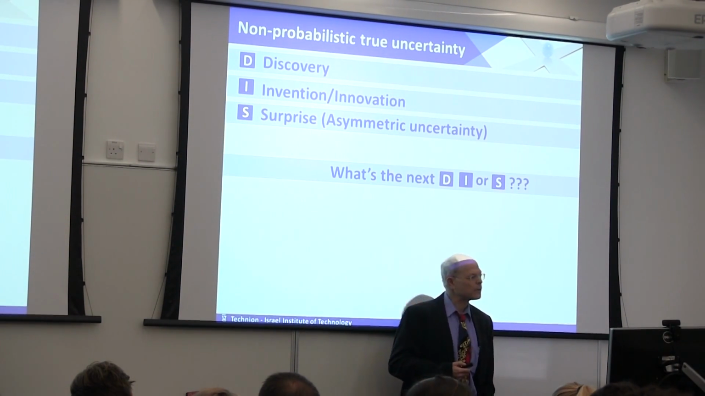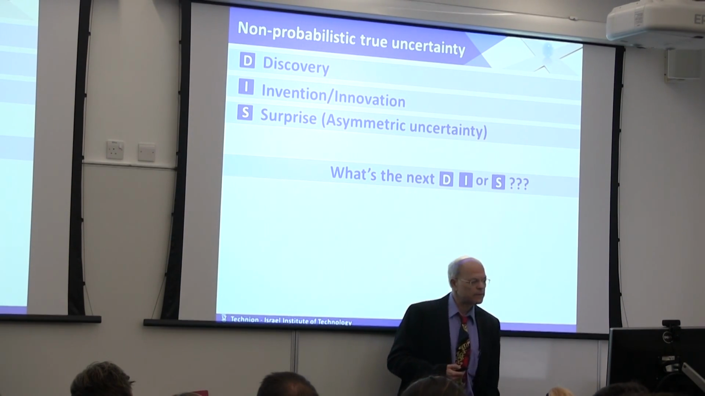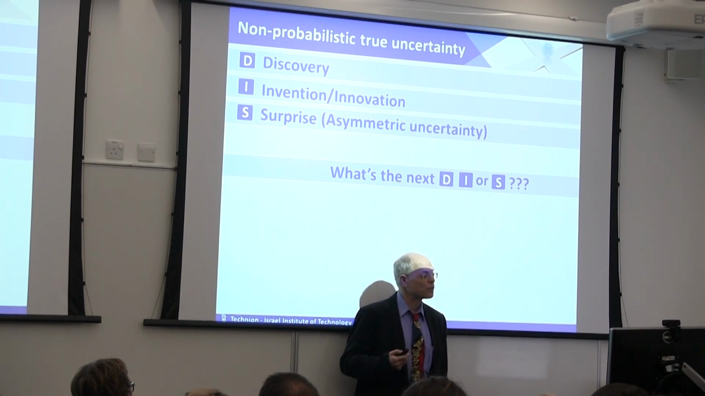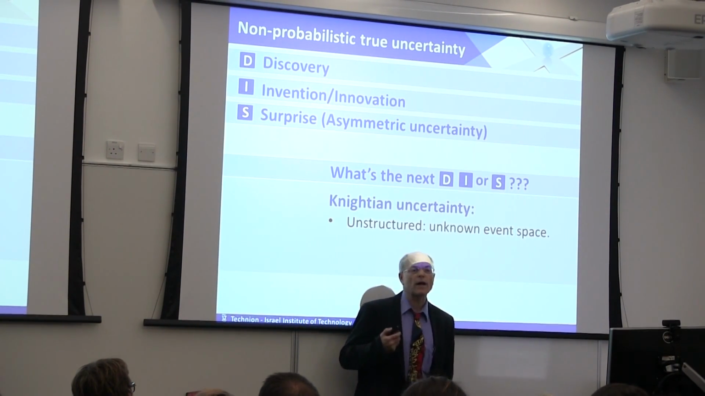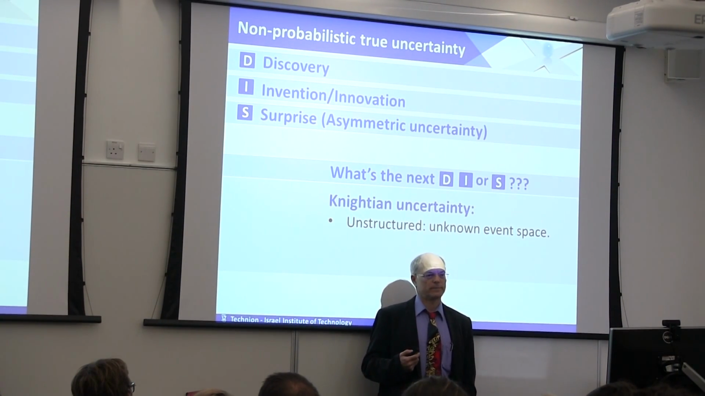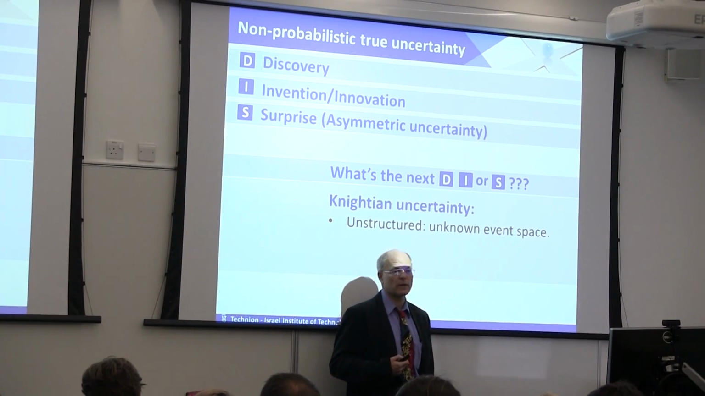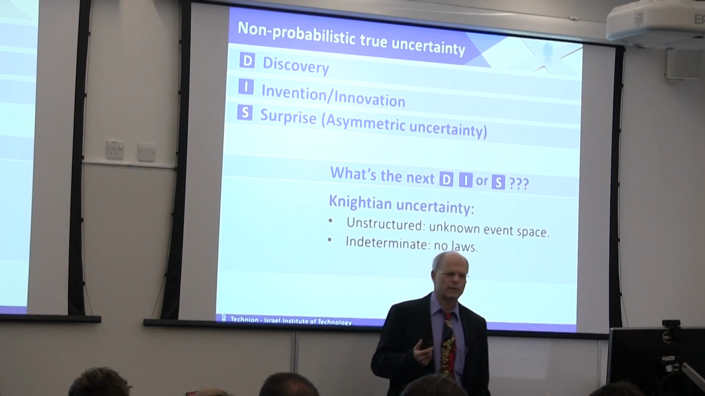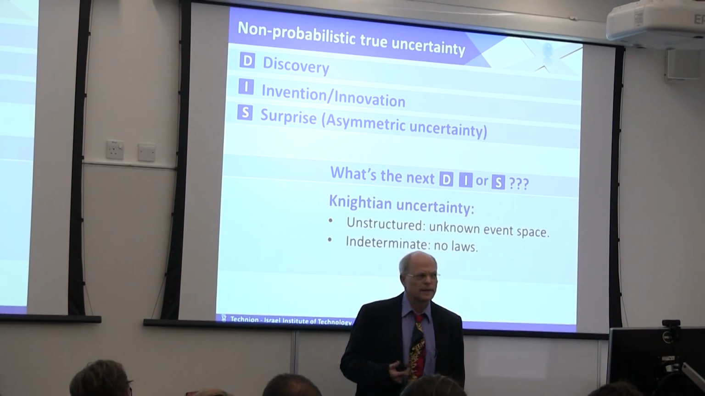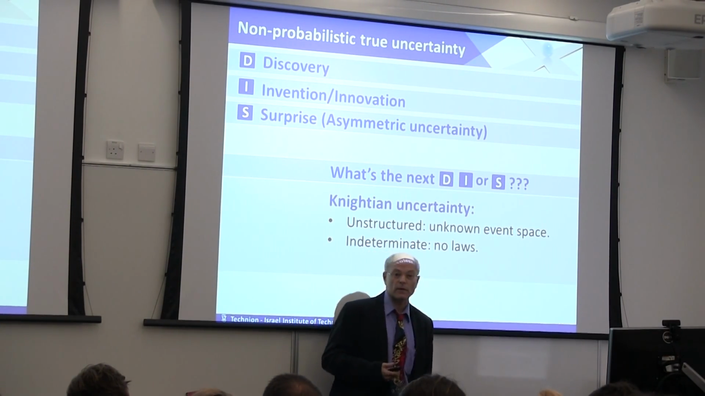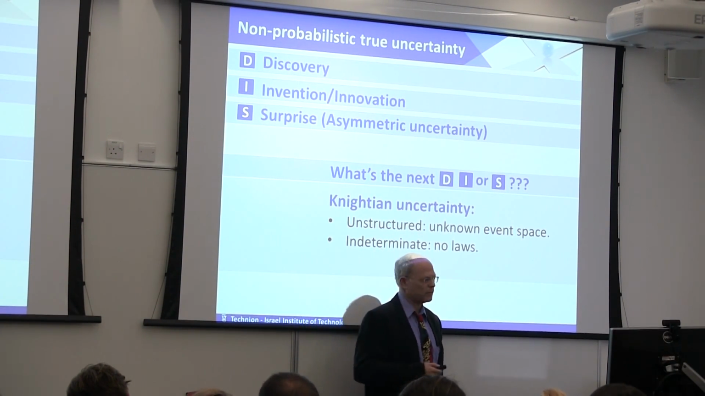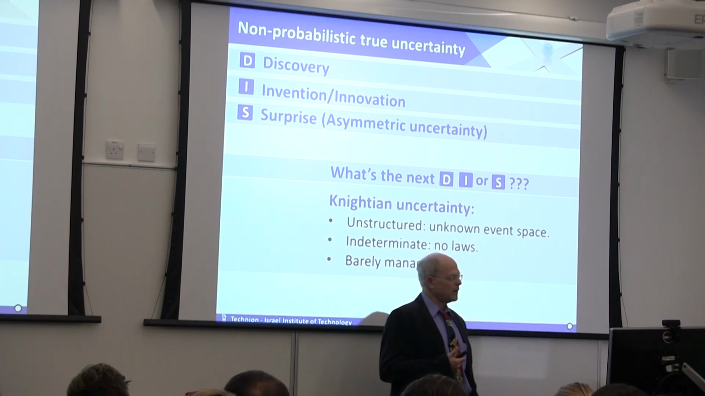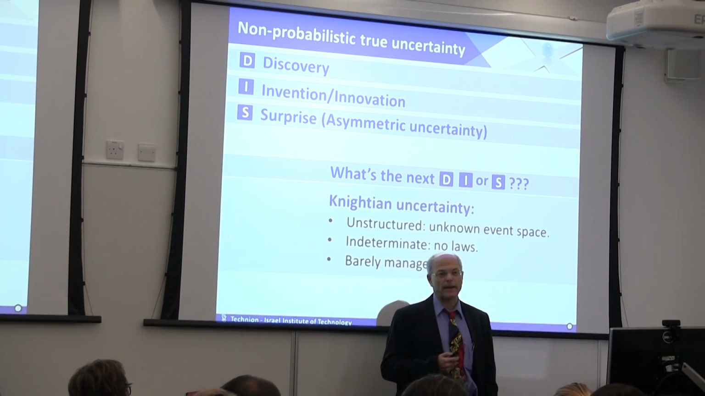So these are categories of Knightian true uncertainty, and the critical thing that I'm stressing here is we don't know what the next discovery, invention, or surprise will be. So Knightian uncertainty is unstructured. We don't know the event space. We do not know the event space of a Knightian uncertainty. That's what's inherent in discovery, invention, and surprise. There are no laws here in any axiomatic sense, in the way that there are Kolmogorov's axioms of probability, for example. I'm a card-carrying optimist, so Knightian uncertainty is manageable, but barely manageable.